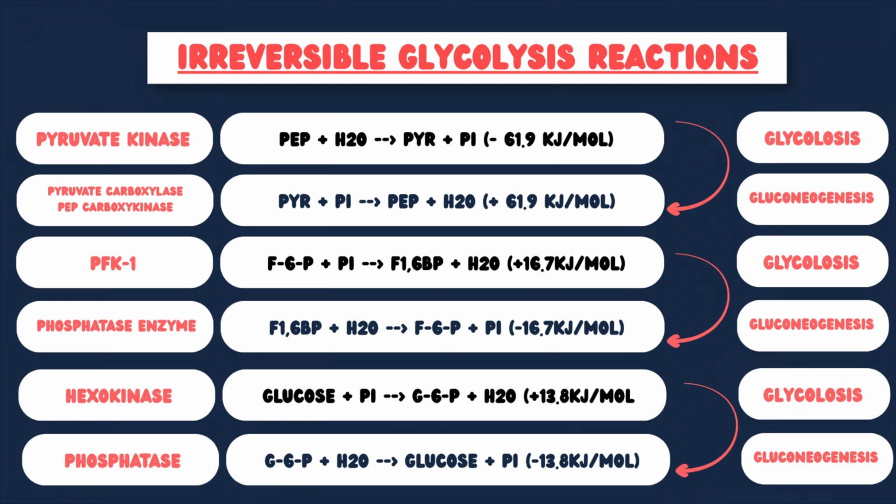Gluconeogenesis replaces PFK1 with a phosphatase enzyme. The third reaction uses hexokinase. Gluconeogenesis replaces hexokinase with a phosphatase. And these are all the workarounds, quote-unquote workarounds, that gluconeogenesis has for these irreversible glycolysis reactions.